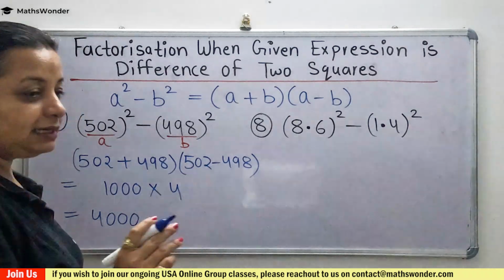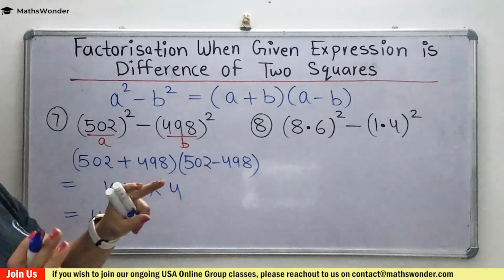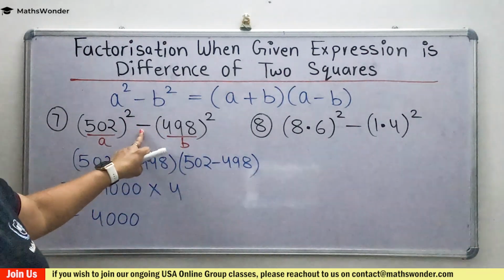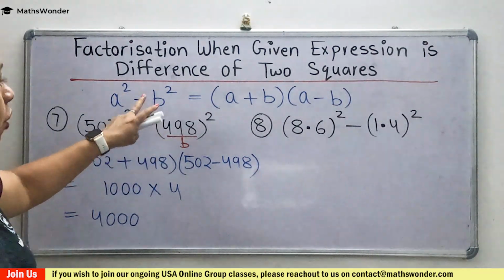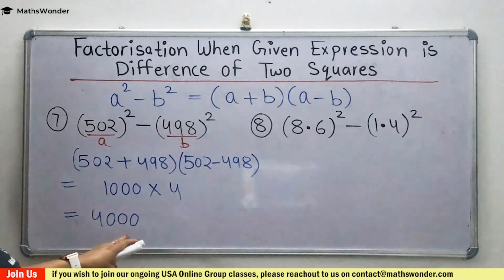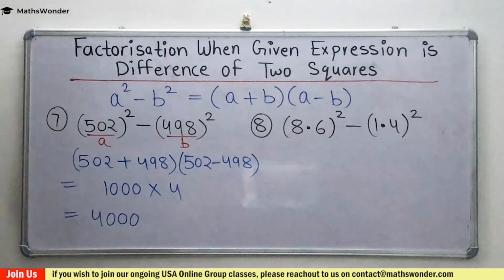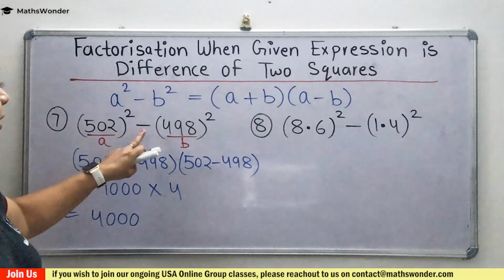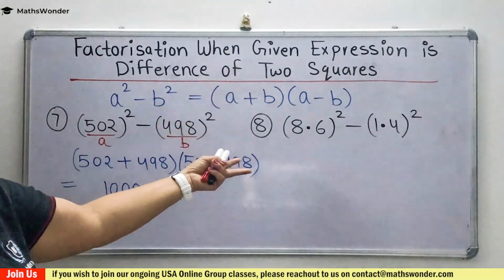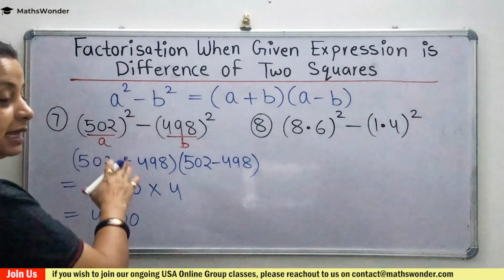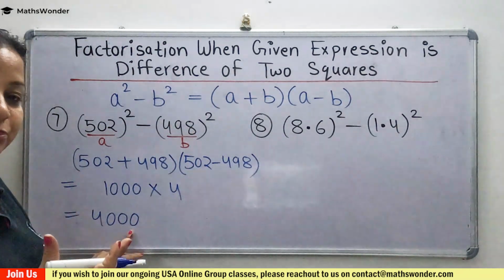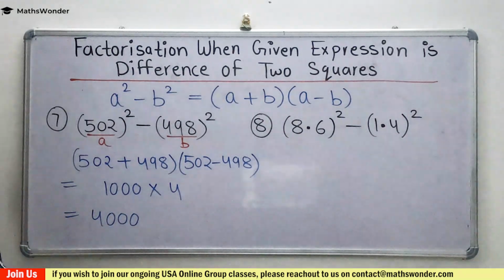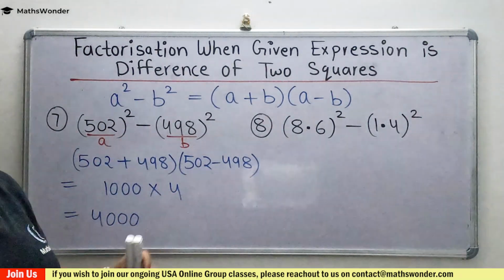Listen carefully. Whenever your question is given in the square form and there is a subtraction sign, always use your identity. You can get your answer within a second. The same thing, if you do 502 times 502 and 498 times 498 and then subtract, definitely that process also gives the same answer, 4000, but trust me, it will take too much time. This method can save your time.